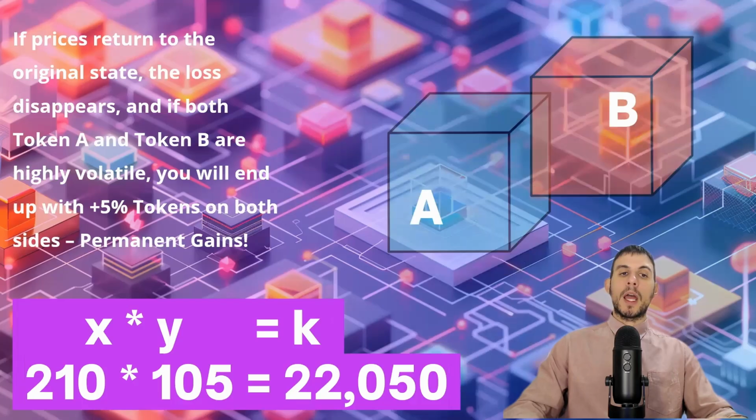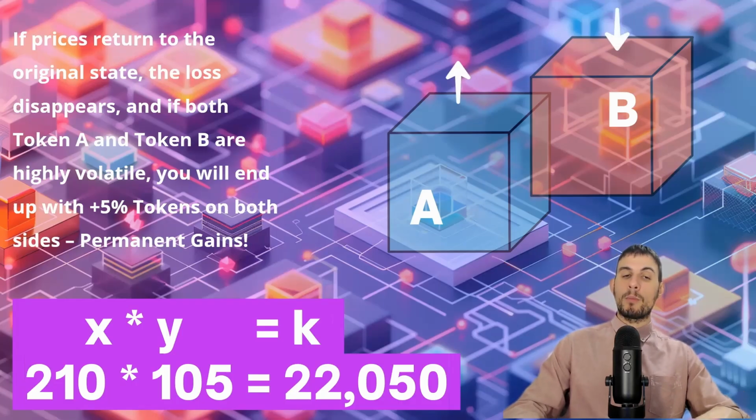And if both token A and token B are highly volatile, you will end up with plus 5% tokens on both sides, just as an example. And this is what permanent gains are. So X times Y equals K. If you have back to the original state and you had plus 5% on both sides, you would have 210 tokens of token A and 105 tokens of token B, and the constant changes to 22,050.